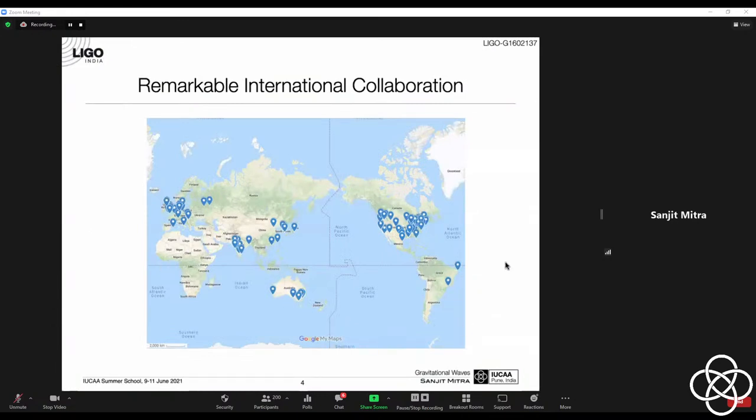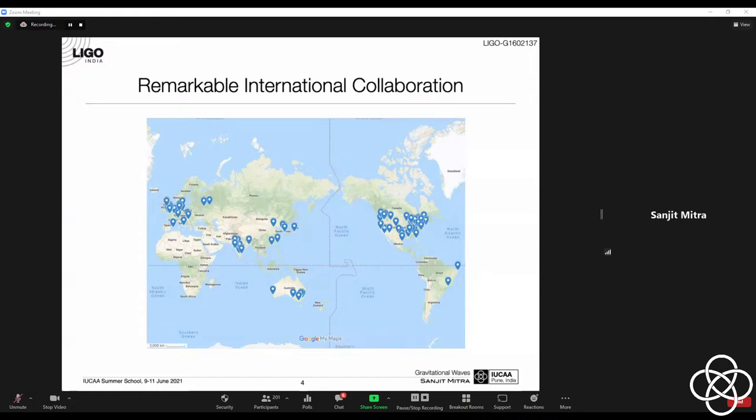The whole effort was carried out by 1,000 people across the globe, and you can see it's a remarkable piece of international collaboration. People were from various countries, and there were significant contributions from India in various aspects of modeling the signals, detecting a very low amplitude signal in noisy data, and also some of the instrumentation aspects, some of which will become clearer as we go along.